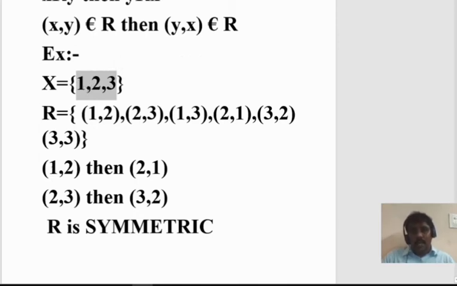Here I am taking 1 comma 2. Next, 1 comma 2 means 2 comma 1 must be present here. Why? Because if it is symmetric, then 2 comma 1 must be present. Yes, 2 comma 1 is present. Here 1 comma 2 is present and 2 comma 1 is present.